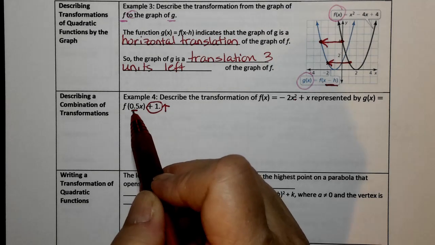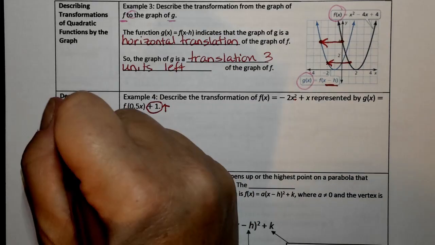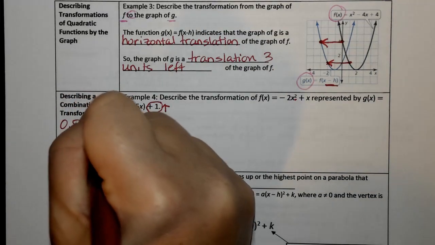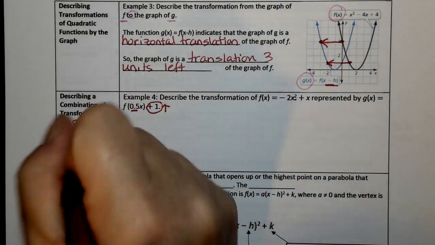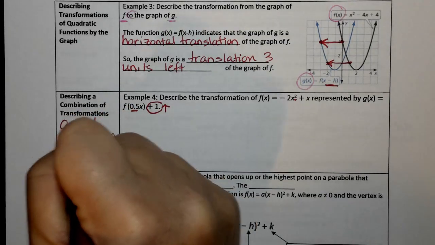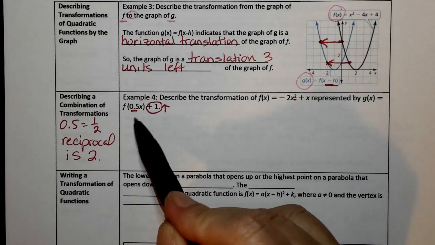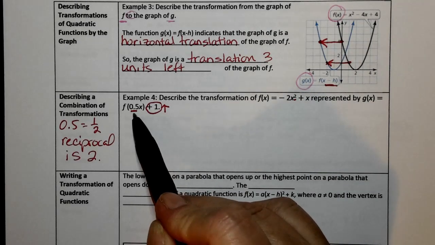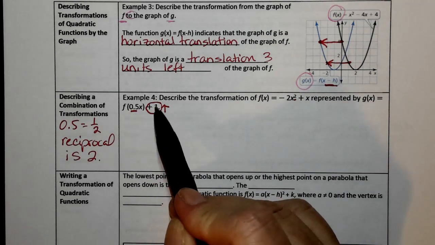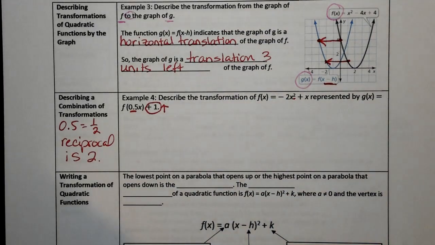transformation. So it's being multiplied. We know it's a stretch or shrink. How do we determine? Well, 0.5 is the same thing as 1/2, right? What is the reciprocal of 1/2? 2. So is that a stretch or shrink? That is a stretch. All right, so the graph of g is a horizontal stretch by a factor of 2 and a vertical translation 1 unit up of the graph of f.